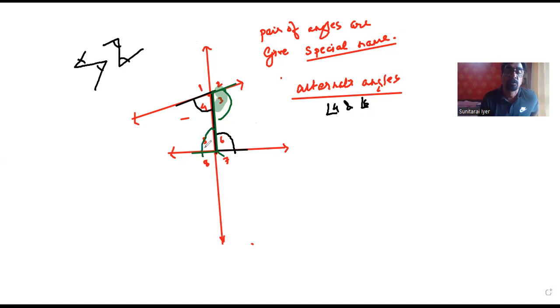Can you see 3 and 5? These are angles in a Z, alternate angles. These angles in a Z are alternate angles. So remember, children, angle 4 and angle 6, angle 3 and angle 5. When a transversal intersects two coplanar lines, there are totally two pairs of alternate angles formed.